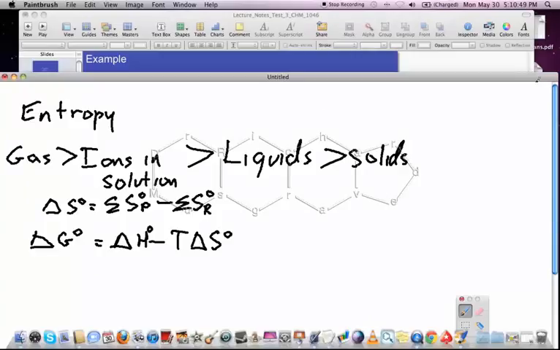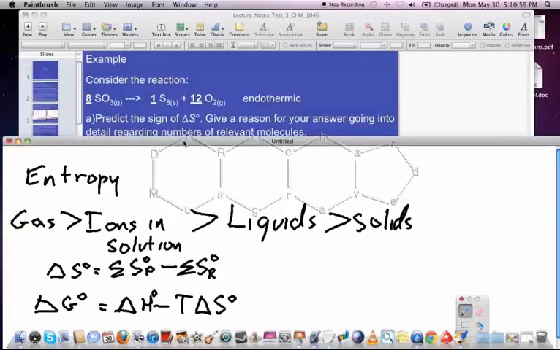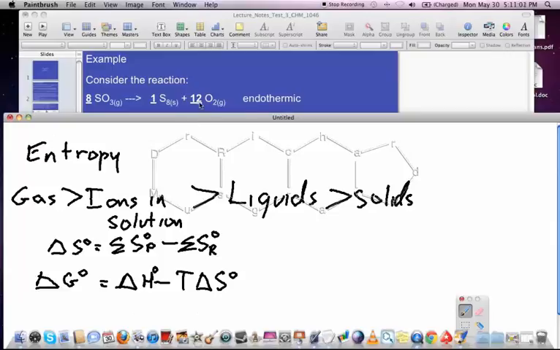So if we go take a look at our next equation, we see that delta S naught is going to equal the sum of entropies on the products minus the sum of entropies on the reactant side. And since we've got more entropy on the product side, we've got more molecules of gas on that side than we have on the reactant side, what that's going to tell us is that delta S is going to be positive. So I'll write positive underneath here.